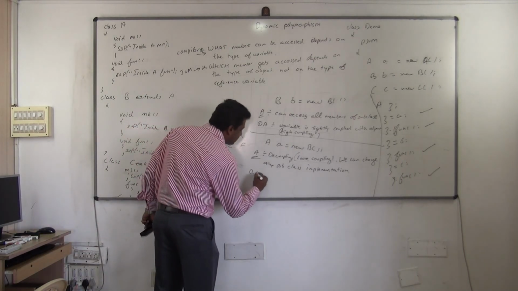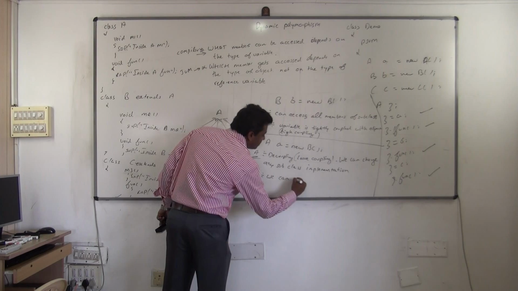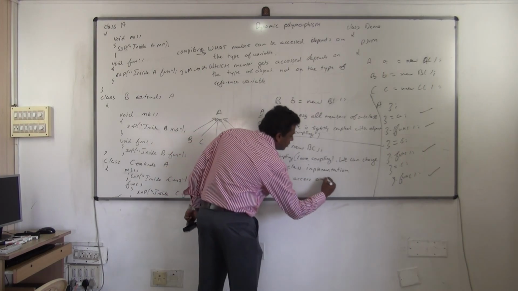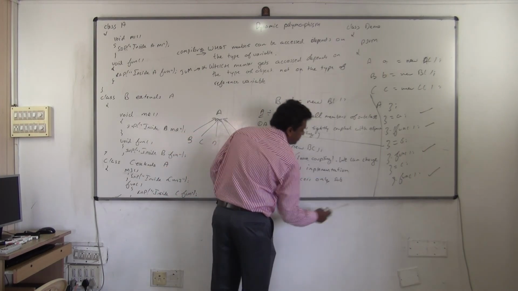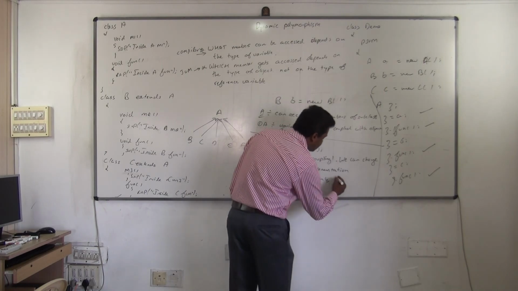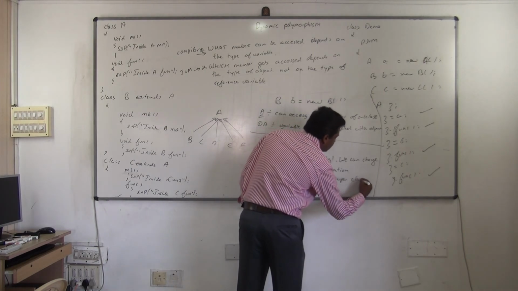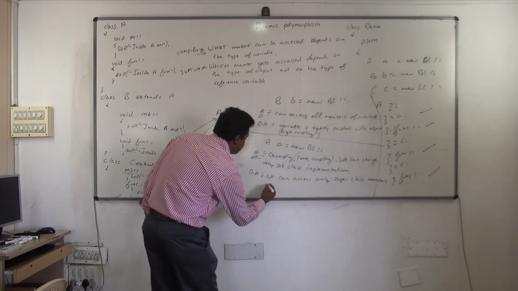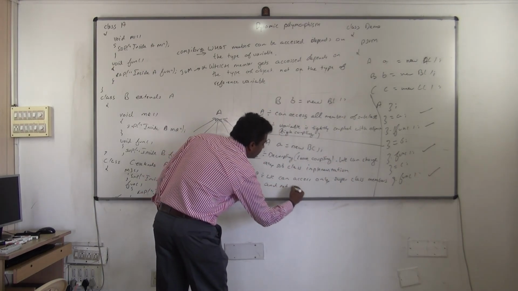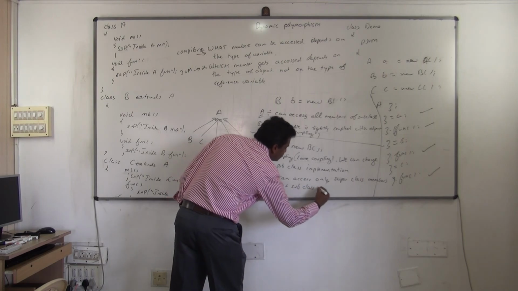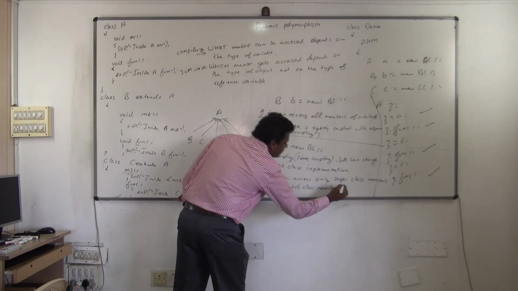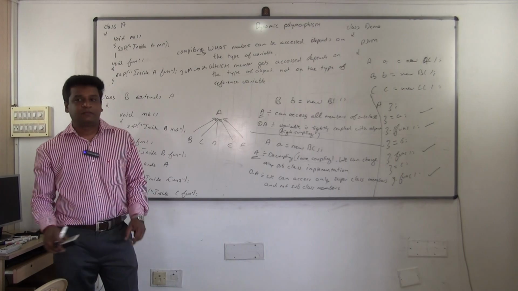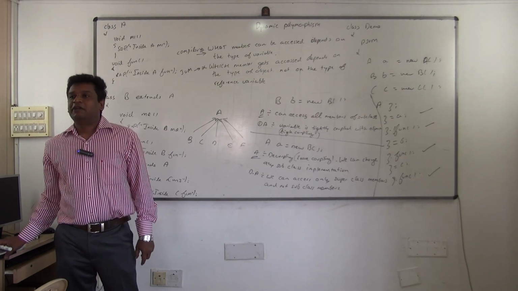Disadvantage is what? We can access only superclass members. Only superclass members and not what? Subclass members. Because what members you can access depends on what? Type of variable. Clear? Advantage and disadvantage of both.